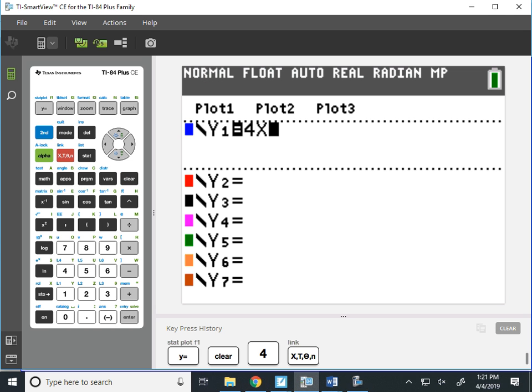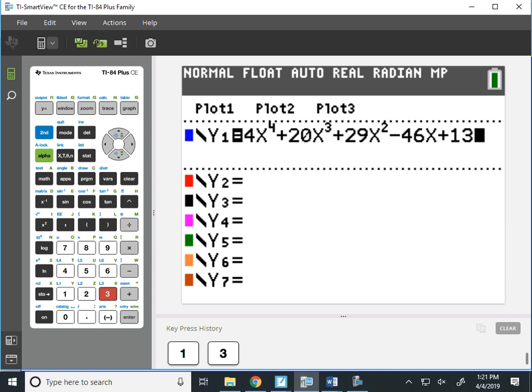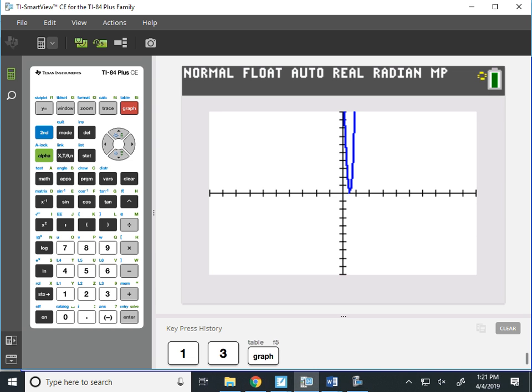4x to the 4th plus 20x to the 3rd. If you think it's long typing these in, imagine being the math teachers who had to figure out the polynomials and multiply all that out. It didn't take a long time. So there's your polynomial. Looks a little different.